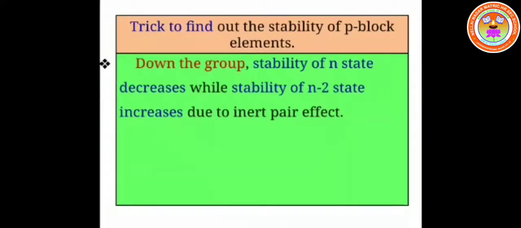Down the group, from top to bottom in the periodic table, the vertical columns are called groups. So down the group, the stability of the n state decreases while the stability of the n-2 state increases because of the inert pair effect. So which element in the p block is more stable? The element which has the oxidation number n-2 is found to be more stable when compared to the element with the n state oxidation number. When you look into examples, you will follow.